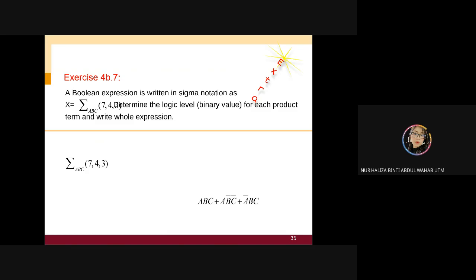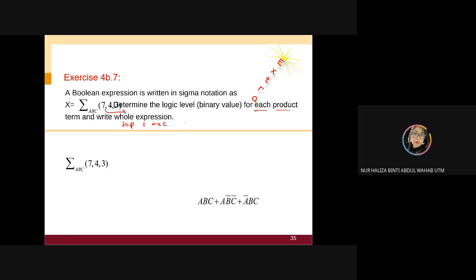So this is the answer. You can take a look at another example here. This one is from the notation. You need to come up with your Boolean expression. So here you have sigma, you know it is SOP, and you have three variables, A, B, C.